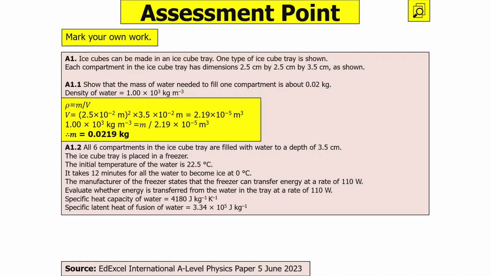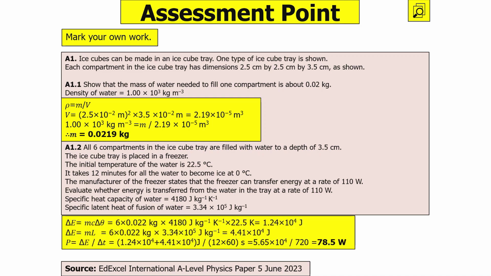So therefore, we can then pop that in and say mass is going to equal density times volume. We've got our density, we've got our volume, so our mass is 0.0219 kilograms. We know the energy needed to change temperature is E equals mc delta theta. We pop in all the values. Remember, our delta theta is the change in temperature, so it's 22.5 Kelvin. So therefore, it's 1.224 times 10 to the 4 joules.